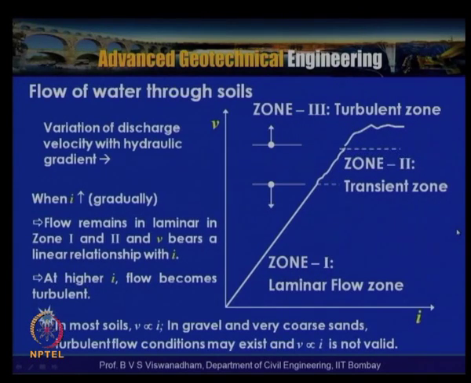So in most soils, V is proportional to I, and laminar flow conditions are established and satisfied. But in some gravelly soils, or soils with very large particle sizes, especially gravel and very coarse sands, turbulent flow conditions may exist, and V proportional to I is not really valid.